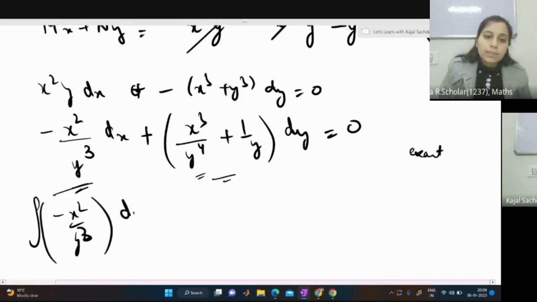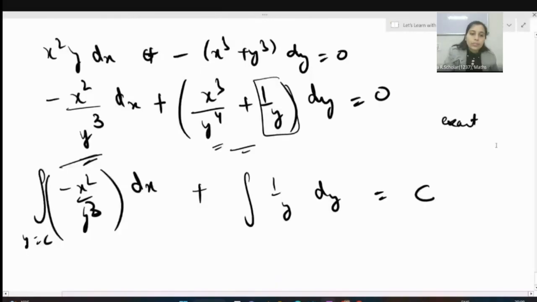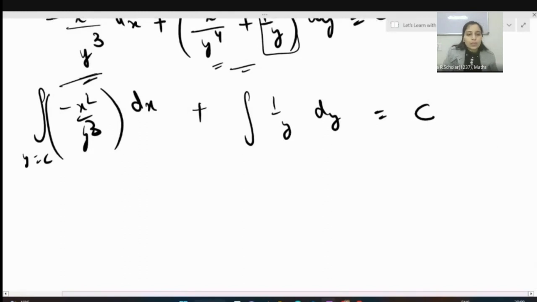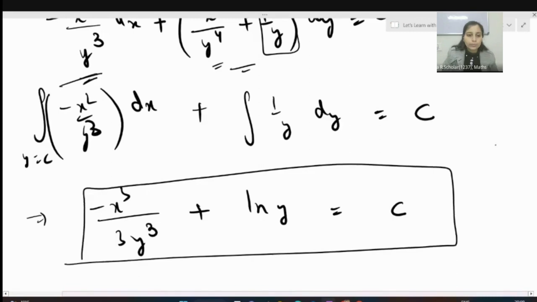Integrate this with respect to x, keeping y constant, plus the term not containing x. This term, integrate 1 upon y dy, is equal to a constant. So just solve this equation, keeping y constant: minus x cubed by 3y cubed plus log y is equal to c. This is our required solution.